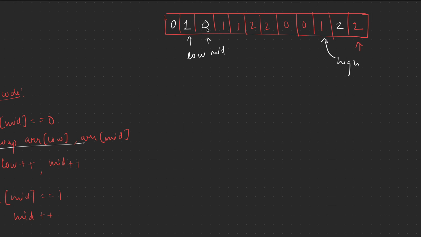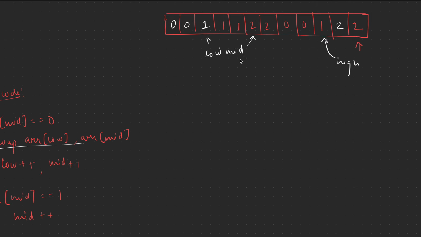What do we do? We swap array of low and array of mid. What does this look like now? After swapping, it will be 0, it will be 1, and both low and mid will increase by 1. Now array of mid is 1, we just increase the mid pointer. Again array of mid is 1, we increase the mid pointer.